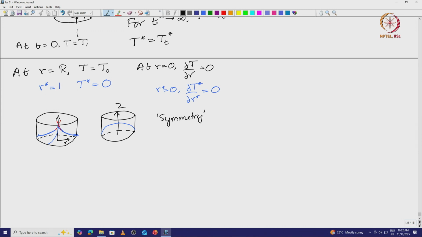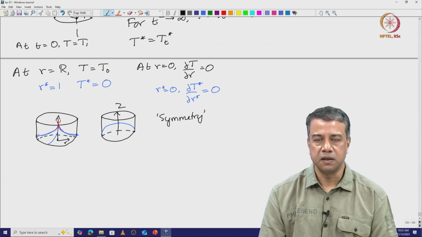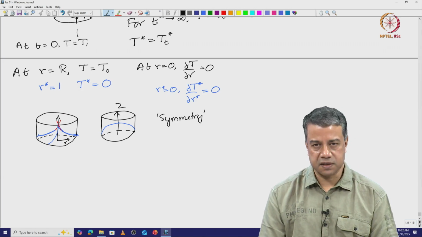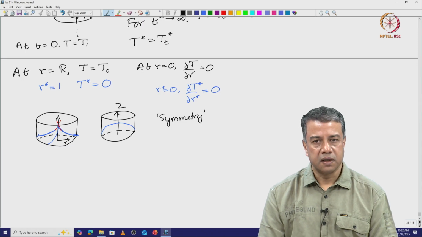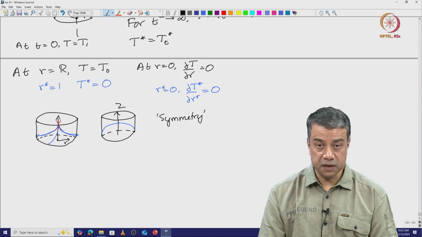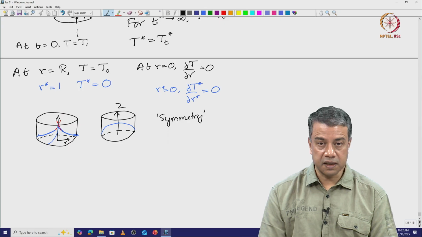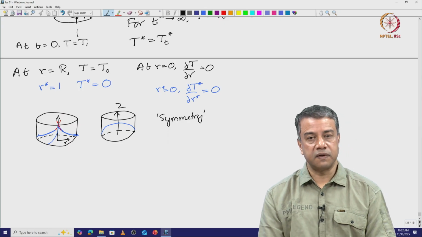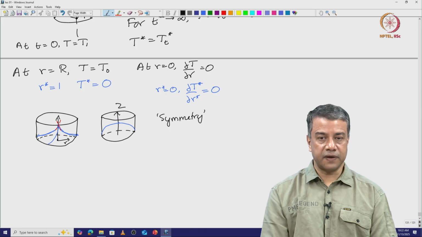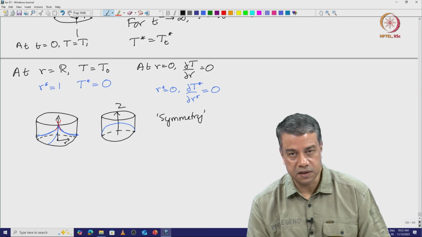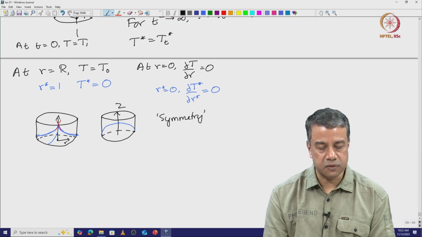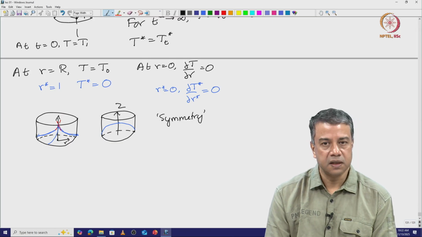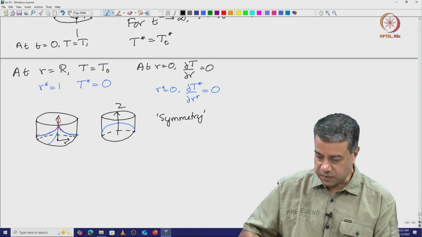That is, the gradient has to be the same regardless of which direction you approach the axis of the cylinder. Since the gradient is along the radial direction and the radial direction varies as you go around the axis, the only way that you can have the same uniquely defined gradient at the origin is if that derivative is equal to 0. So, that is a condition that arises out of symmetry.